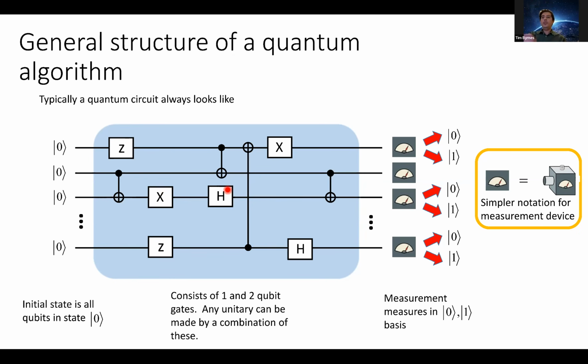Generally speaking, you perform this sequence of gates from left to right. And then once you've done your algorithm, you do your measurement, and then you read out the results.